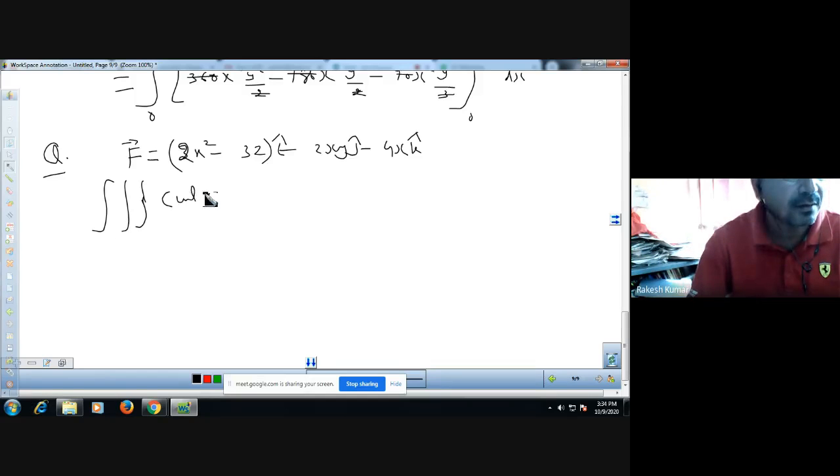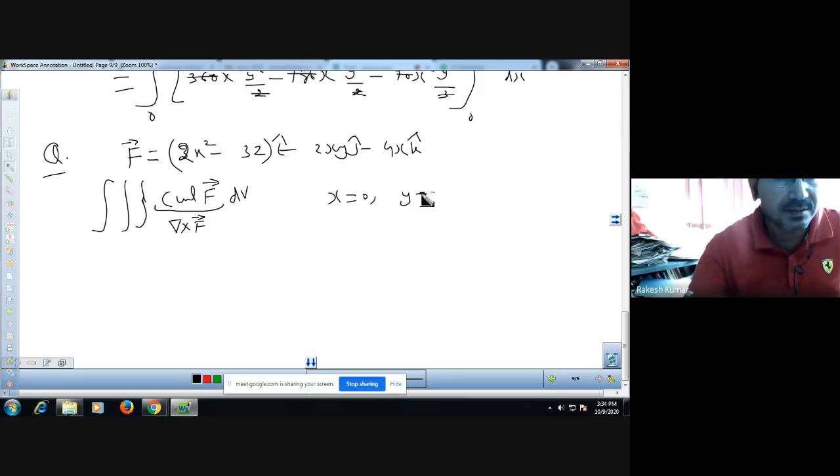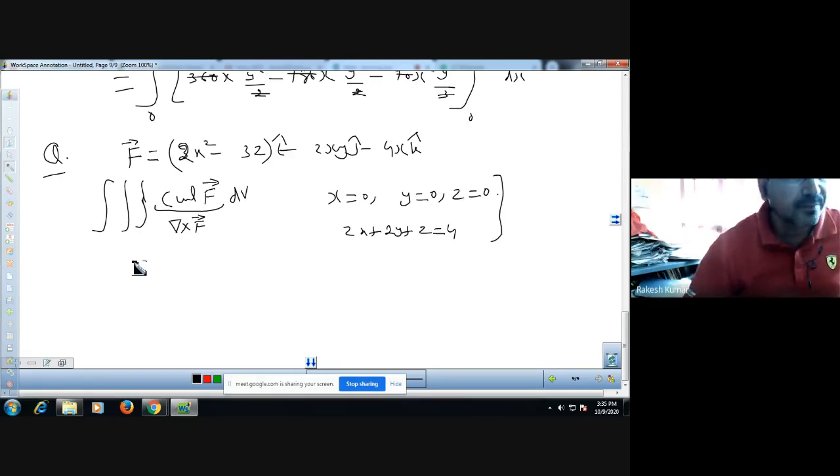Now you need to evaluate the integral of curl f dv, because curl f is always a vector quantity. You know that in place of curl f we can also write del cross f. Both have the same meaning. And what is capital V? V is the region bounded by the planes x equals 0, y equals 0, z equals 0, and 2x plus 2y plus z equals 4. So this is the equation of a tetrahedron again.